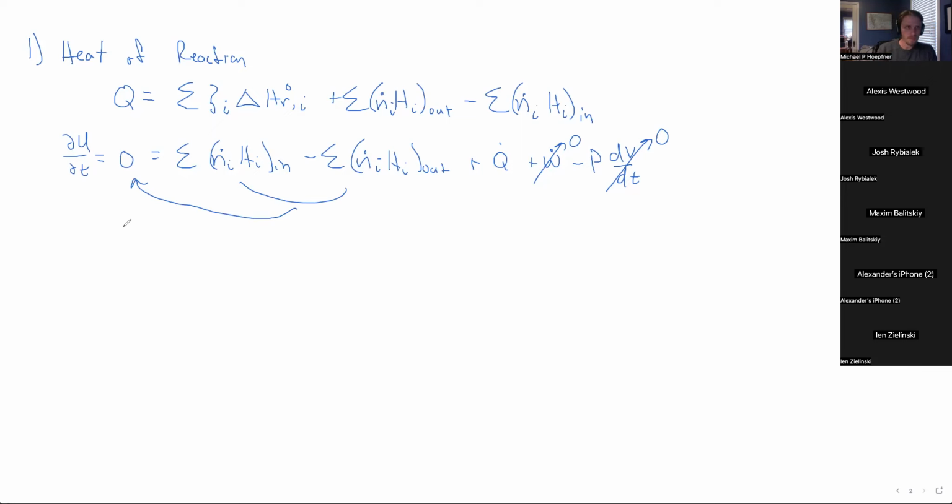So the second approach is the heat of formation method. What I want to clarify is that these are mathematically exactly the same. And the only difference is where we include some of these enthalpy terms. So in the heat of formation method, Q, we're just going to keep track of out minus in. And today I'm going to go over an example or a couple of examples.